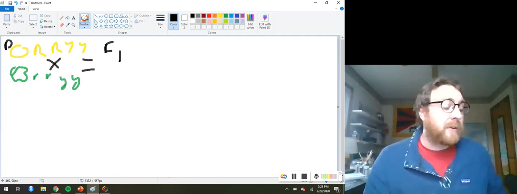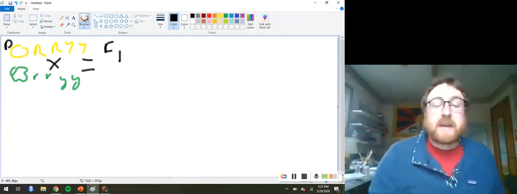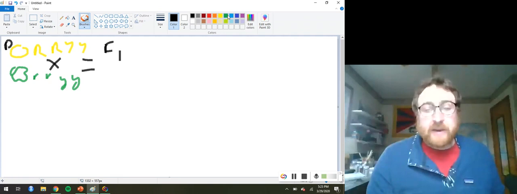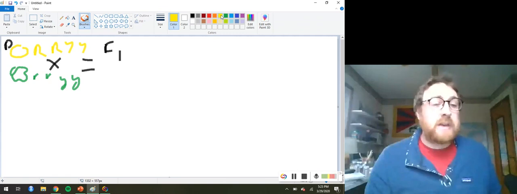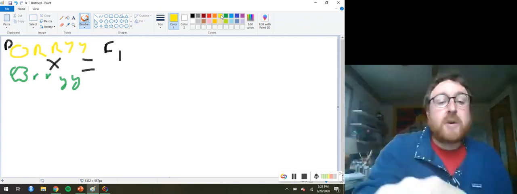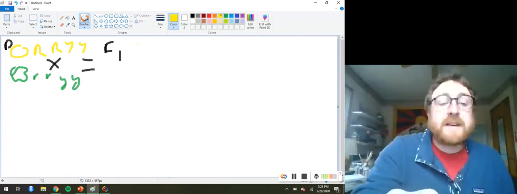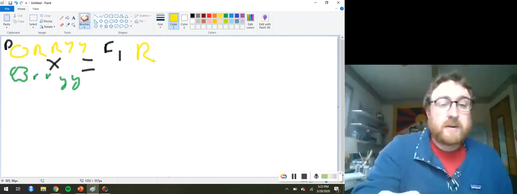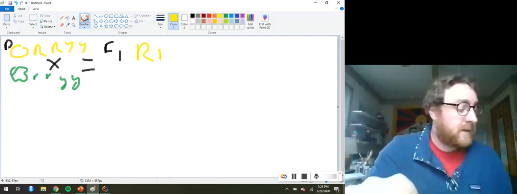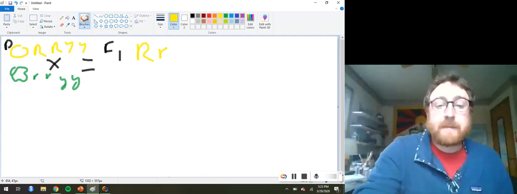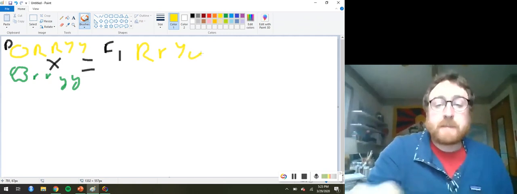And our F1 generation, if you've been following along with the Punnett square information, you'll understand that this is going to give us all of our individuals being heterozygotes now. So they're going to have a dominant gene and a recessive gene. So all the offspring will have this as their genotype. They'll be big R, little r, and big Y, little y.